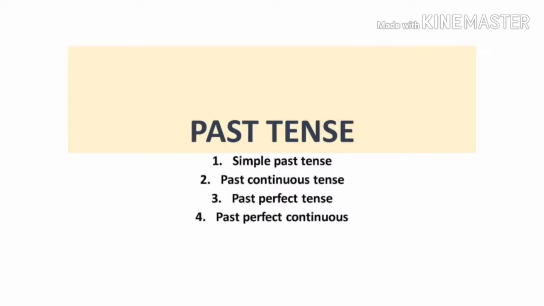Do you know the types of past tense? Okay, if no, then let me tell you. Past tense is of four types: simple past tense, past continuous tense, past perfect tense, and past perfect continuous tense.